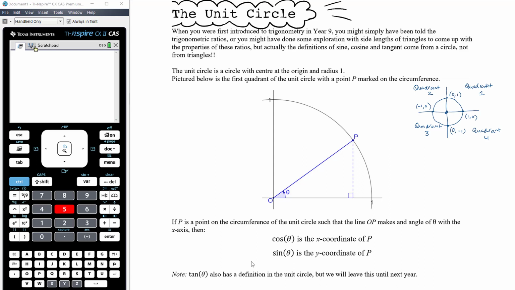Now that's not how sine is defined. That's a result of the definition of sine and cos that means that it's useful in right angled triangles. Okay, but the definition of sine and cosine are listed here.